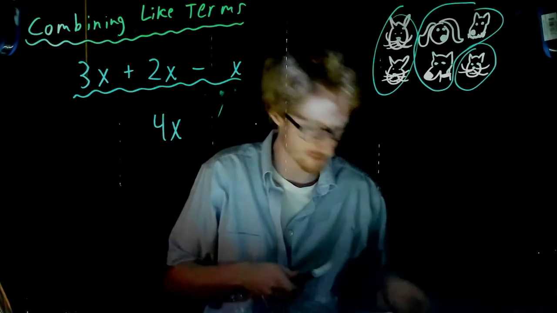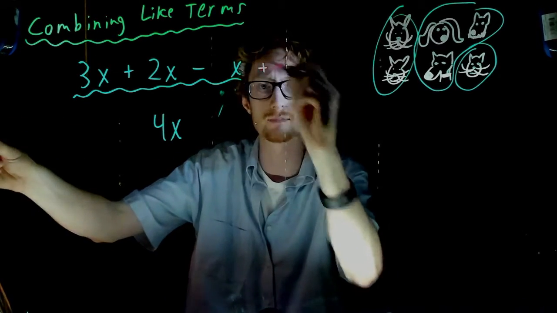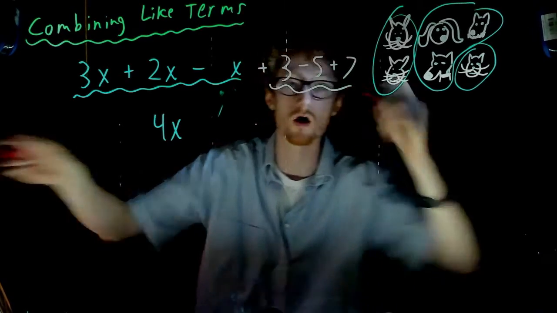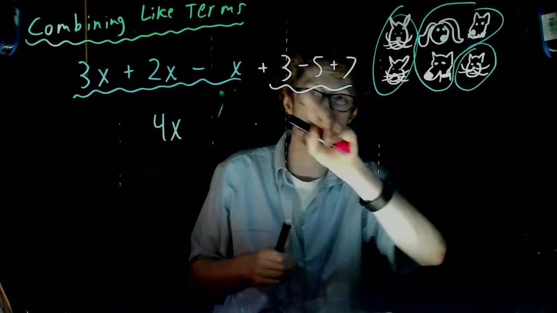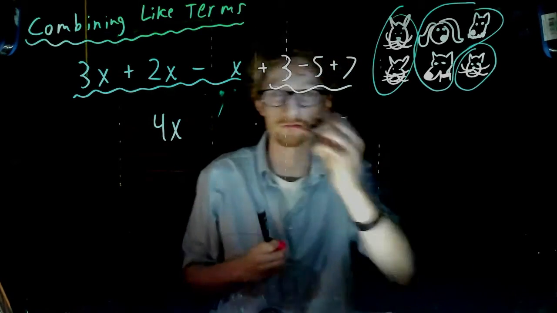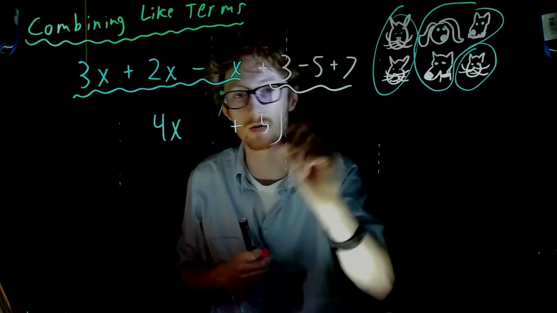What if I had other like terms? What if I had something over here? Let's say I had plus 3, take away 5, plus 7. Well, those are all regular numbers, right? So I do 3 take away 5, and then I just add 7 to it. So that would be just a regular 5, right? That is what combining like terms is.